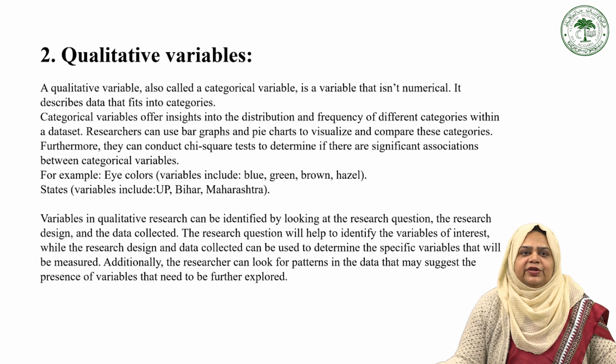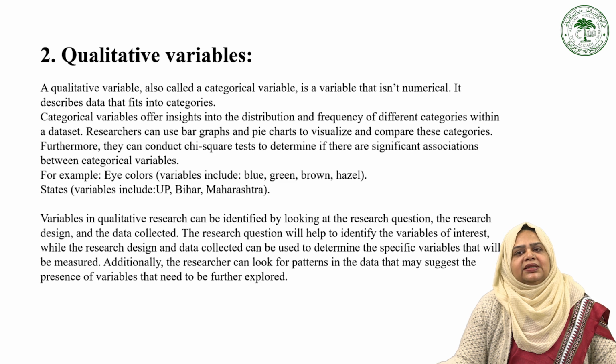Next category of variables is qualitative variables. A qualitative variable, also known as a categorical variable, is a type of information that is not expressed in numbers. Instead, it describes data that can be sorted into different categories. These categories provide insights into how often and in what way they appear in a data set.